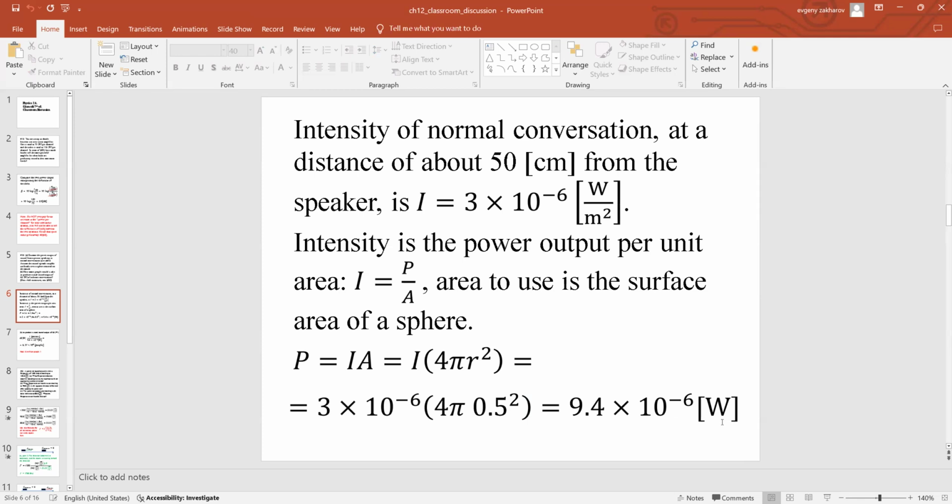And you might say, hey, it's a very small number. But I want to remind you that our threshold of hearing is 10 to the negative 12th. So this is already quite a power output compared to 10 to the negative 12th. This is like a million times more. So not a small number.